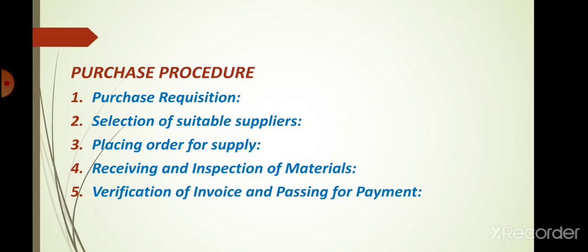So fifth one is verification of invoice and passing for payment. After receiving the invoices from the supplier, they are sent to the stores and accounting departments for verification of the quantity and price of the materials mentioned in the invoices. After checking the required documents, the stores department requests the accounting department for making the payment of the invoice to the supplier.